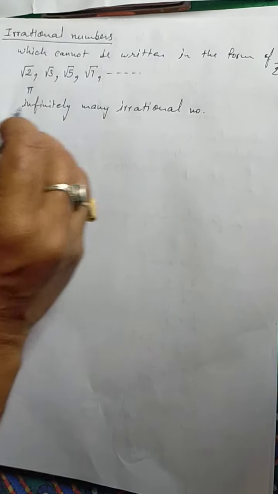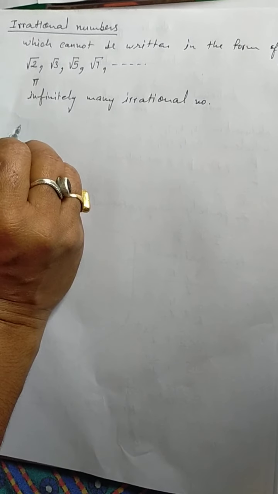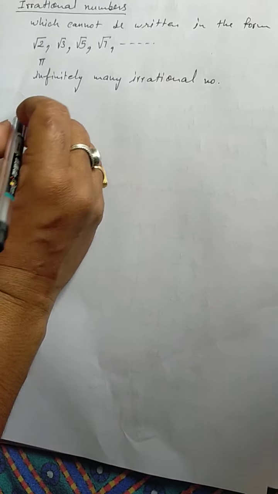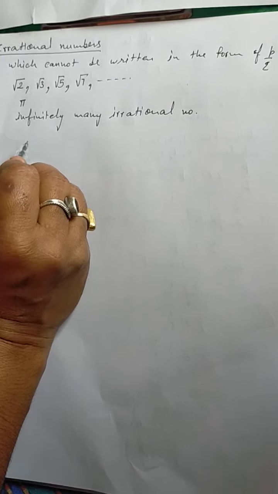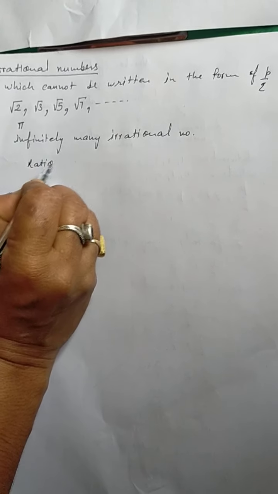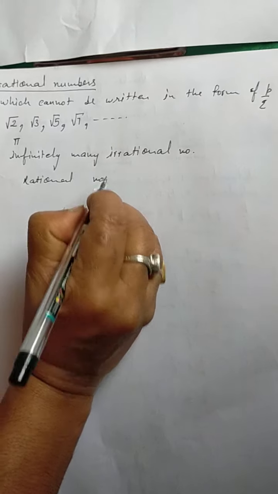Now to represent rational and irrational numbers on the number line: up to 8th class you have studied how to represent rational numbers on the number line.